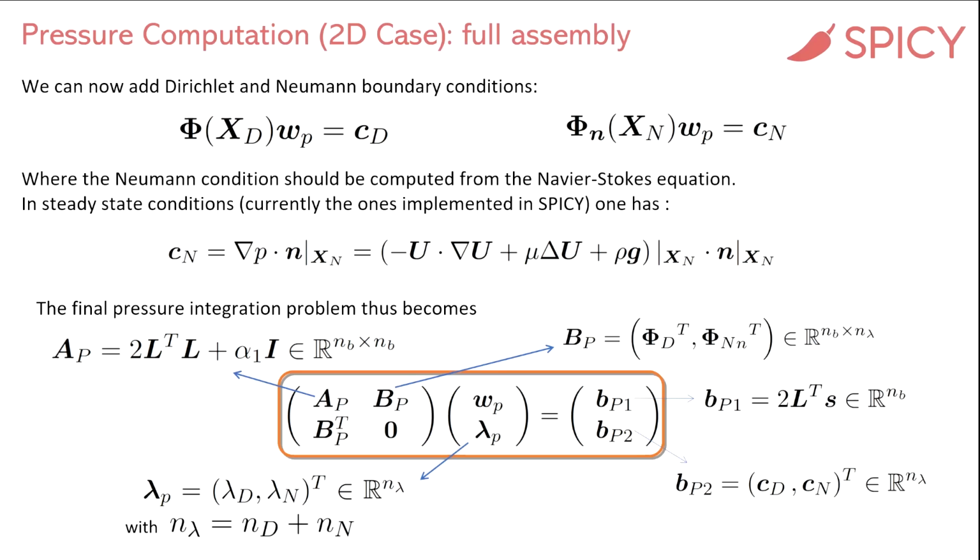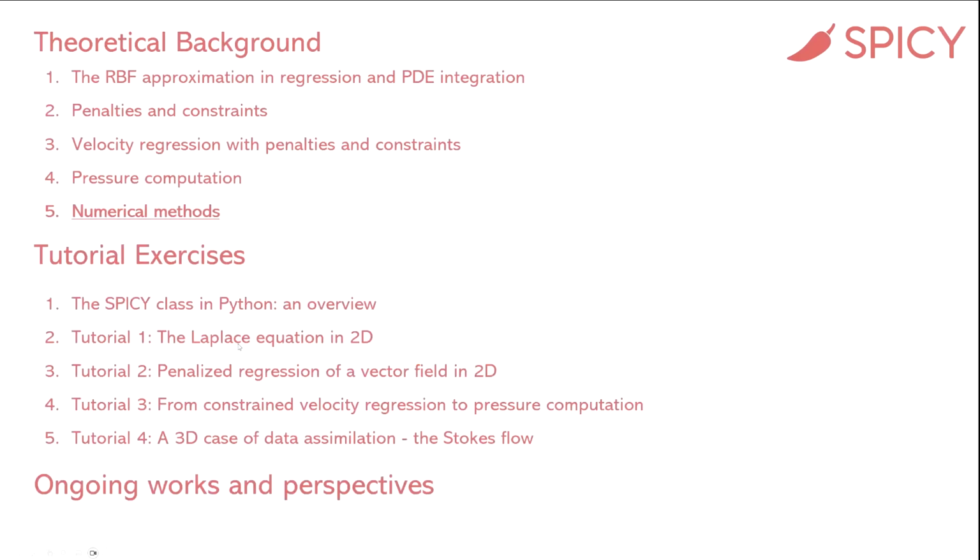Okay, so now that you've seen how to construct this canonical system also for the pressure, as you have already seen it for the velocity regression, the last piece of the puzzle is to see how SPICY solves this system, and this will be discussed in the last video of this mini course covering the theory of SPICY. So I hope that you have learned something, and I look forward to seeing you in the next video.